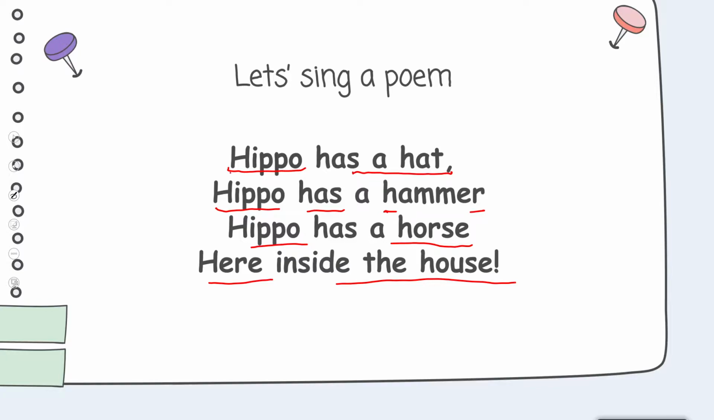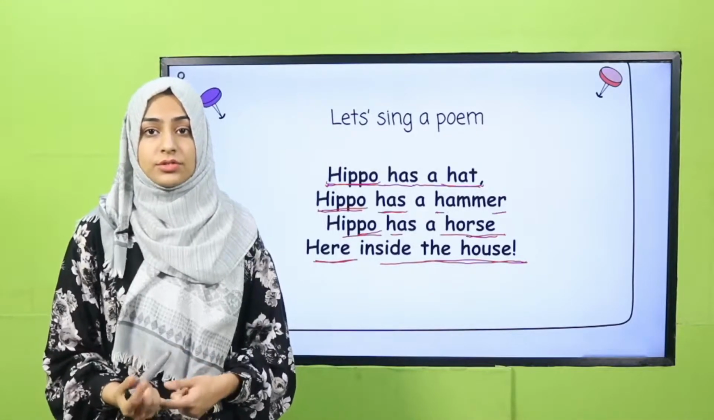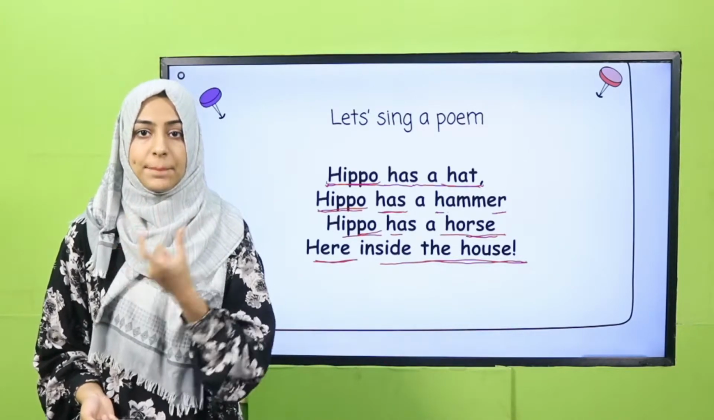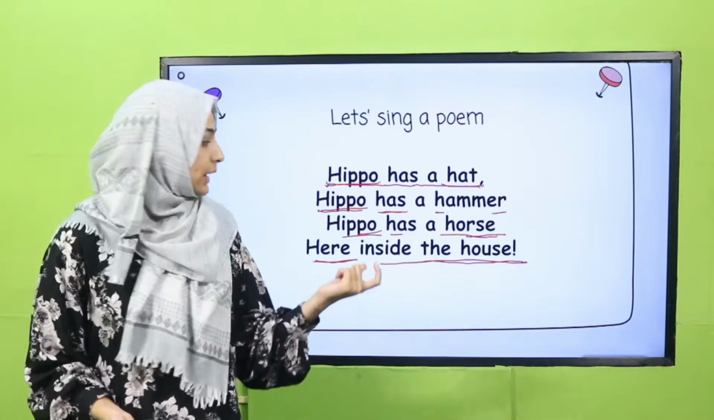Read it again with the sound H. Hippo has a hat. Hippo has a hammer. Hippo has a horse and here inside the house. So we have focused on the sound of H. Hippo, hammer, has and house.